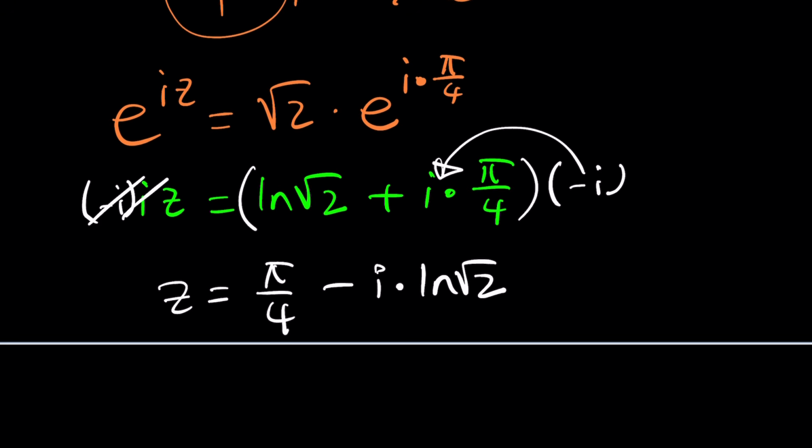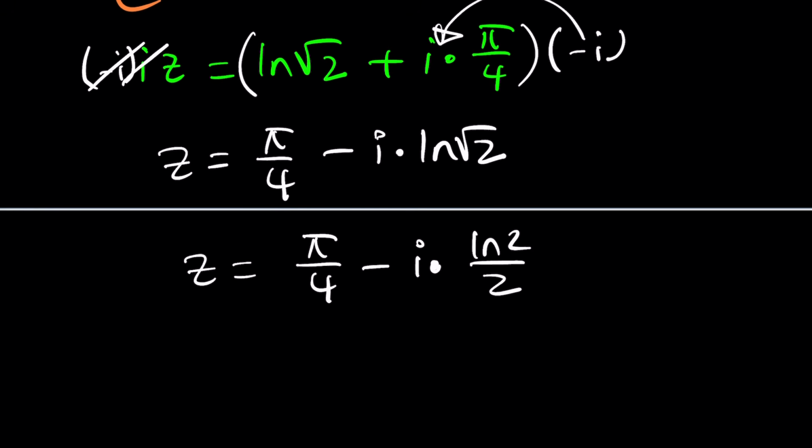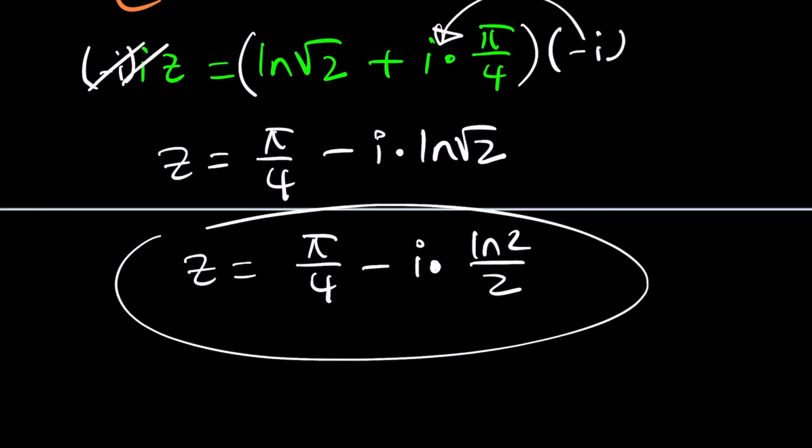And if you write the square root of 2 as 2 to the power 1/2, you can bring the 1/2 over here and write z as pi over 4 minus i times ln 2 divided by 2, or however you're going to write the 1/2. So that seems to be a solution which we found by using the identity along with the Pythagorean identity.